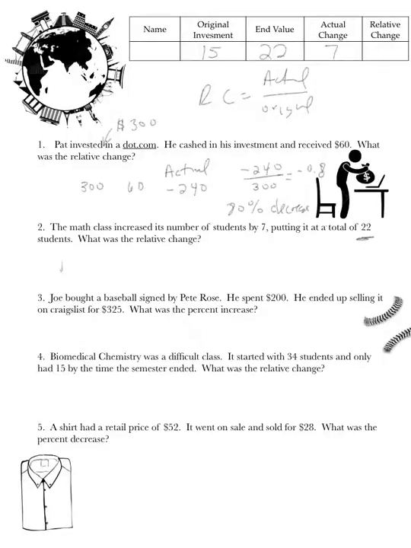Now I can do my relative change formula. The actual change is 7 over 15. If I put this in my calculator, I'll get approximately 0.47. And this is a 47% increase.